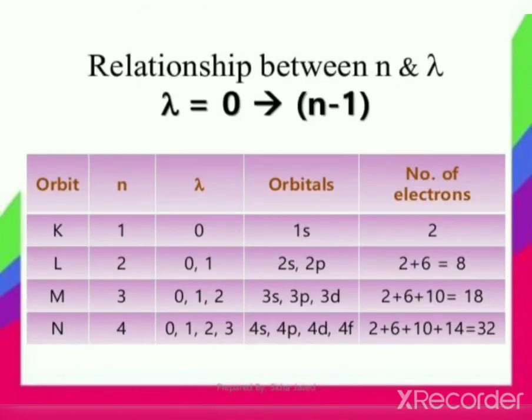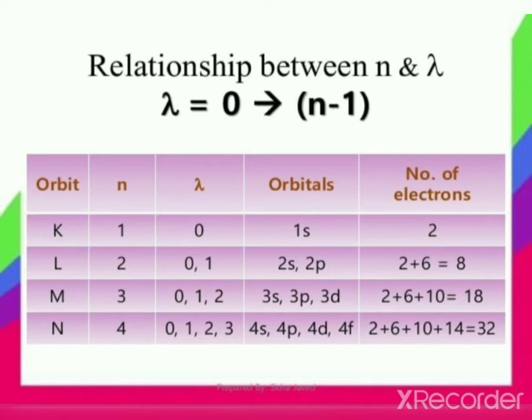n equal to 1 denotes K shell. If n is equal to 1, L or lambda is equal to 0. Therefore, n equal to 1 and L equal to 0 denotes 1s orbital. You should know that an orbital can accommodate a maximum of 2 electrons. 1s orbital therefore can hold 2 electrons.